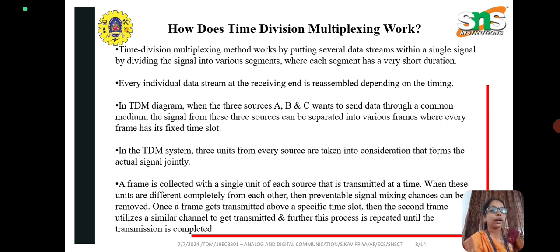When these units are completely different from each other, then preventable signal mixing chances can be removed. Once a frame gets transmitted over the specific time slot, then the second frame utilizes the same channel to get transmitted, and further this process is repeated until the entire transmission is completed.